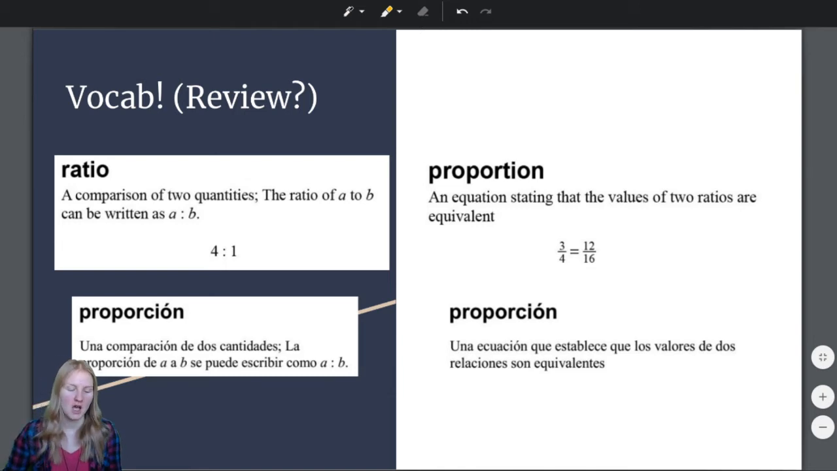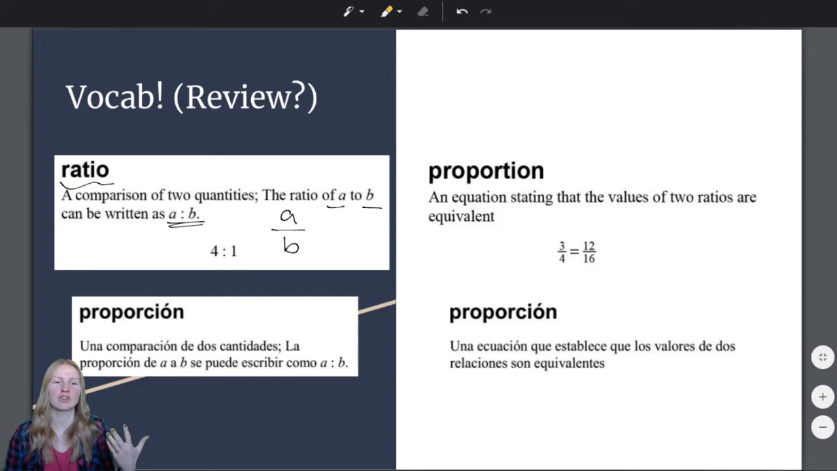So, the first word is a ratio. It is a comparison of two quantities. So the ratio of A to B can be written as A colon B. It can also be written as A over B. It can be written as a fraction. So you can take the ratio of anything.